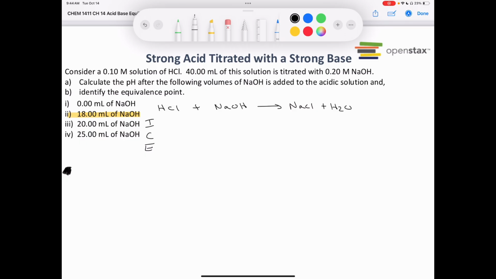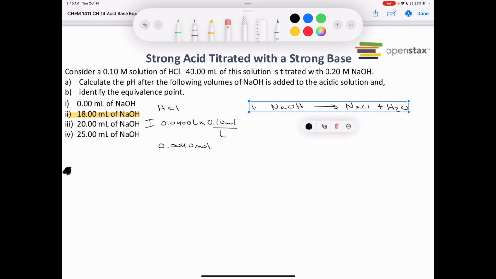All right, so we have the initial number of moles of our HCl. So we know that it's 0.0400 liters, and we're going to multiply that by the concentration, which is 0.10 moles per liter, like that. So we end up with 0.0040 moles. Running out of space here, so I'm just going to move all this over. So I'll put all this over here. There we go.